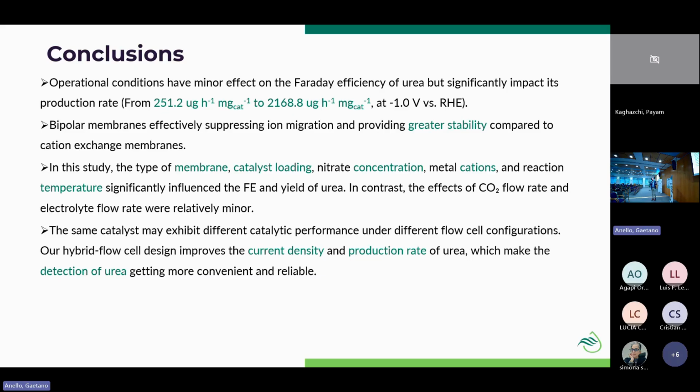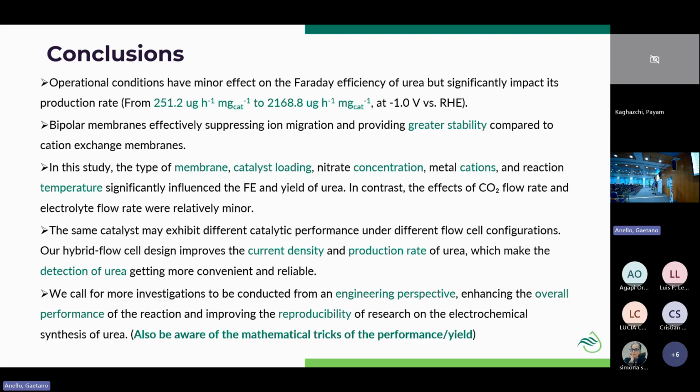We see that the same catalyst can exhibit different behaviors over different cell configurations. So the cell configuration that you actually use matters, and using a standardized cell configuration to test for this reaction would be very helpful to achieve reproducibility in the field and to advance the field a little bit further. And the last point was that we show that if you use this mathematical trick, you can increase your urea yields artificially. Of course, this is not what we want, but it could also explain some of the very high urea yields that you see in the literature.